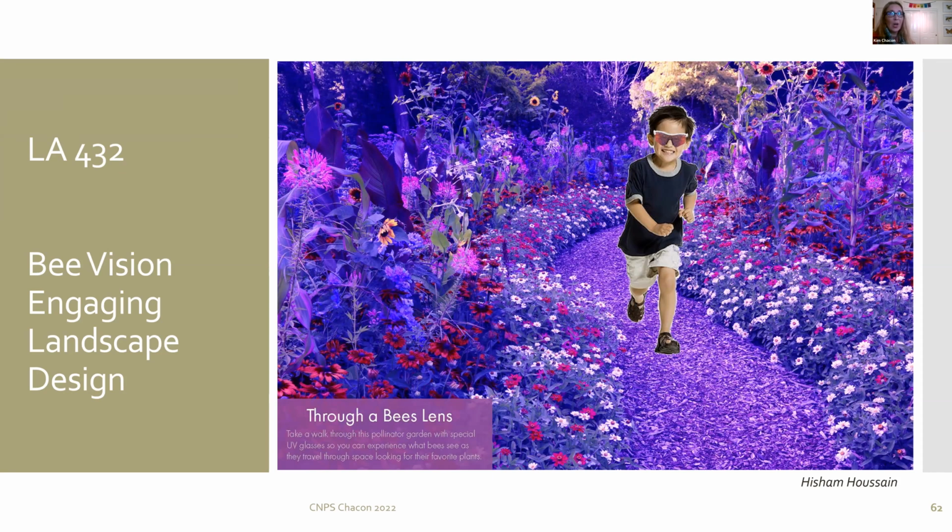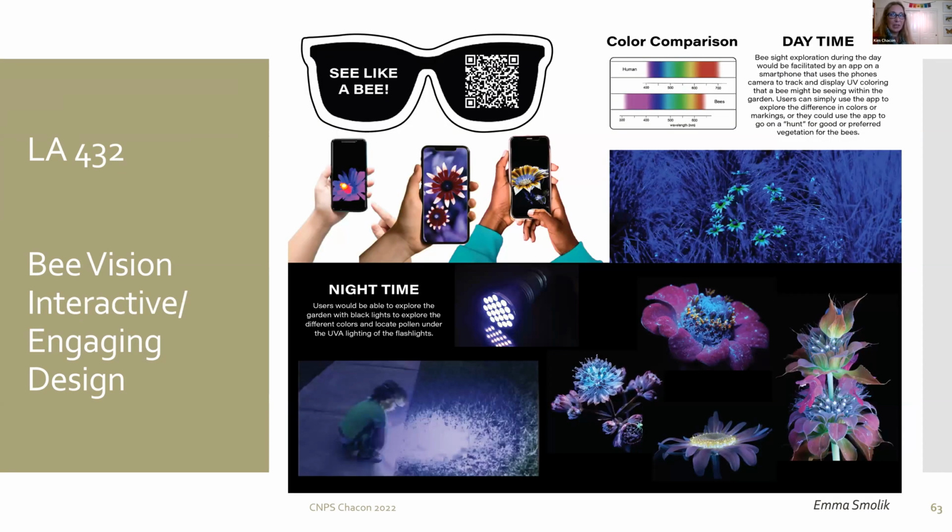That would be fun. Or what if you could open an app and point it at flowers and see what the flowers look like to bees? That'd be cool. There's the ranges, by the way, up there on the right. You can see humans can see more red than bees, and bees can see more of the purple and blue.